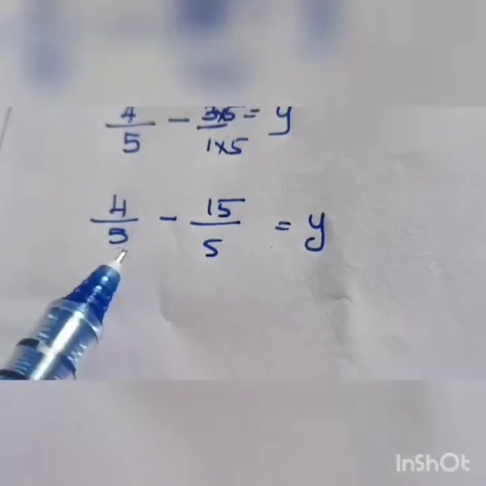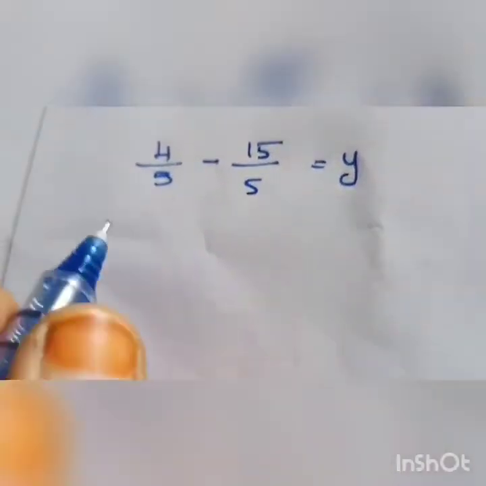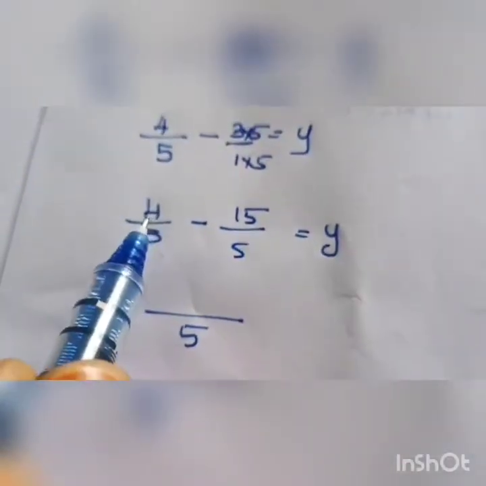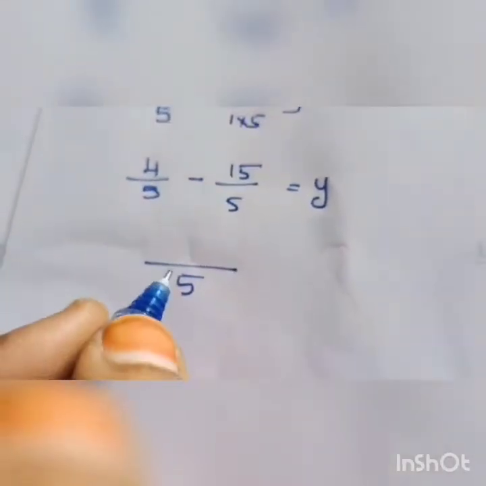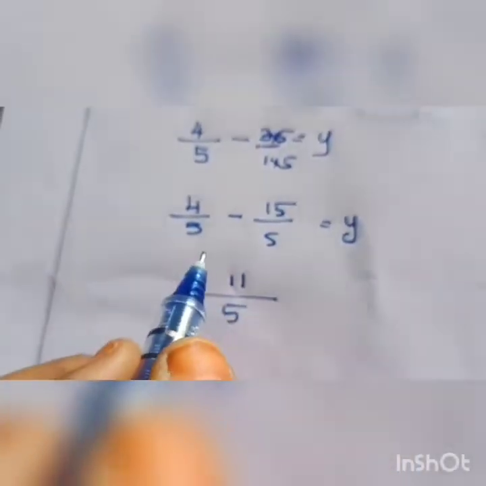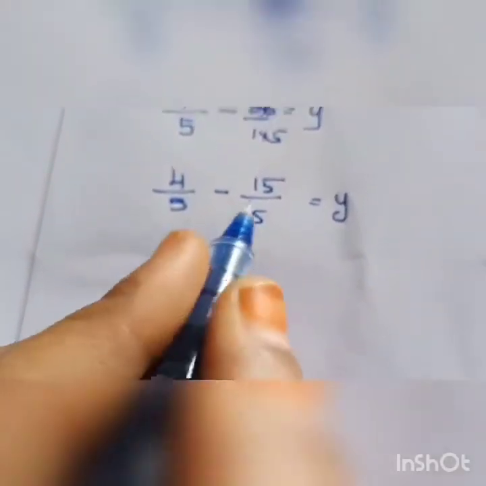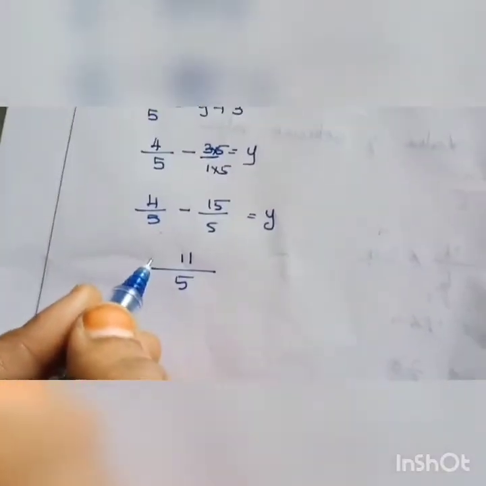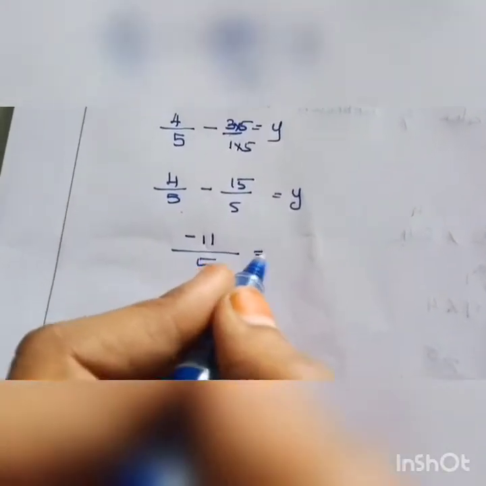See here, what do you have to do? Now the denominators are the same. So for this denominator, subtract the numerators now. 4 minus 15 is what? If you subtract 4 and 15, the answer is 11. And what operation? Here 15 is the greater number having the minus sign. So minus 11 equal to y.